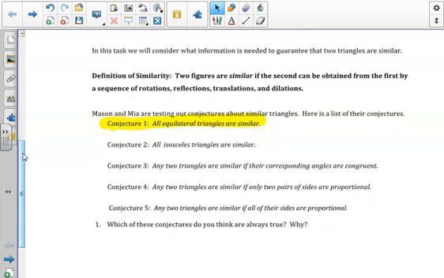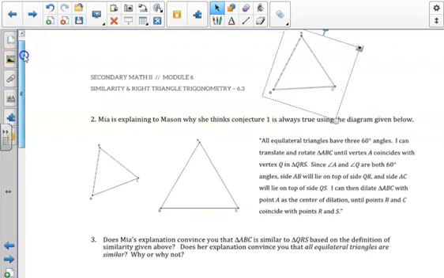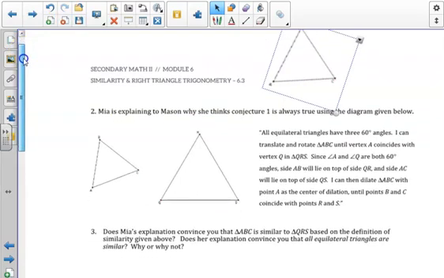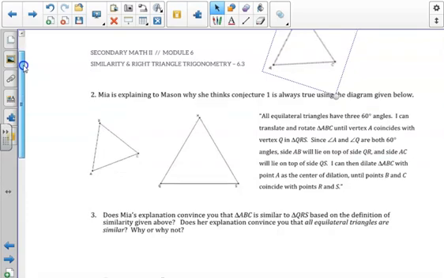We're going to skip to part 2, but in part 2 we're going to use conjecture 1, which states that all equilateral triangles are similar. In part 2, Mia is explaining to Mason why she thinks conjecture 1 is always true. Remember, conjecture 1 states that all equilateral triangles are similar.